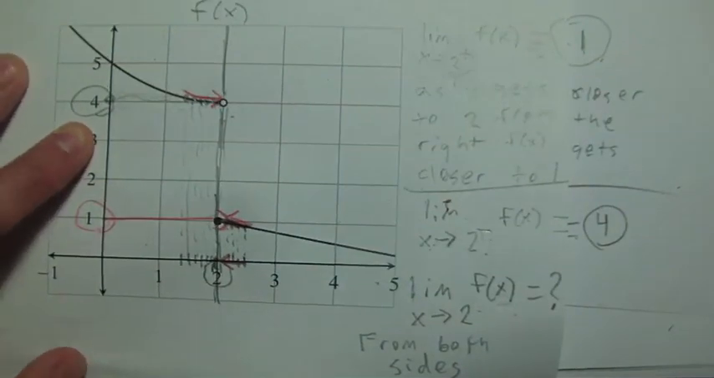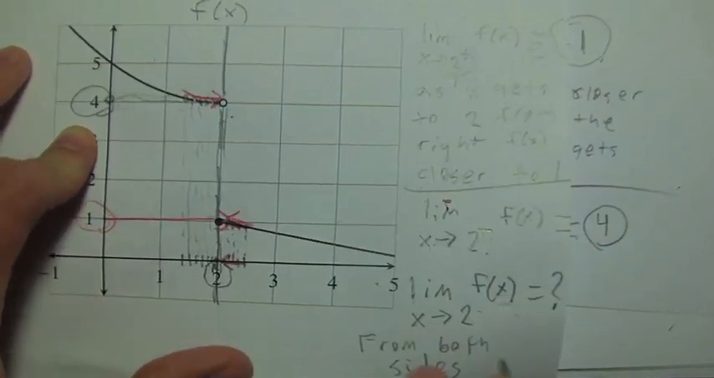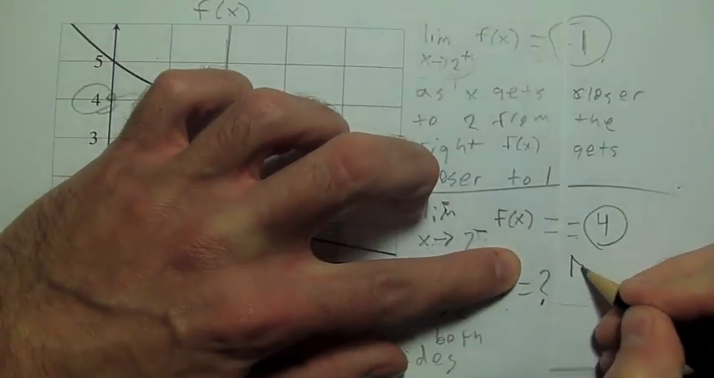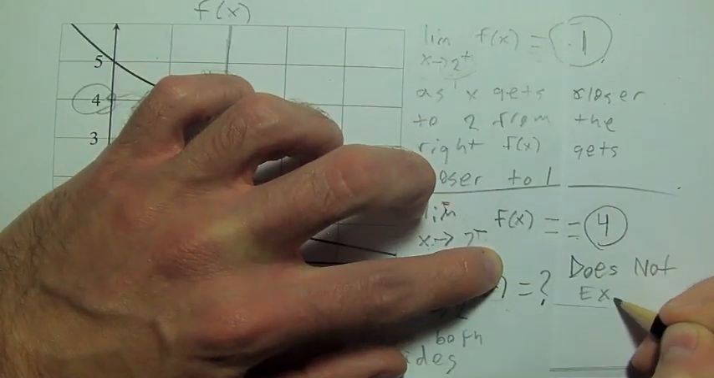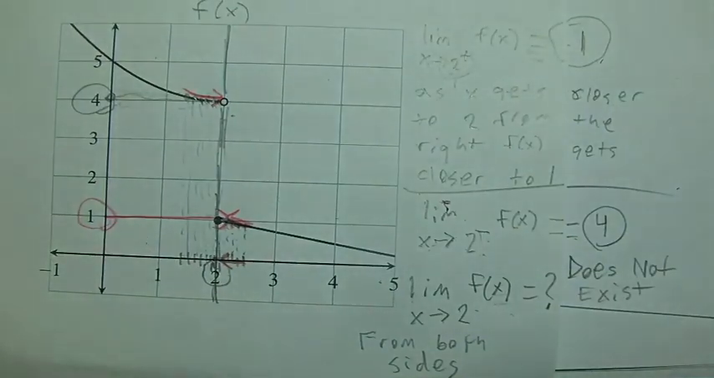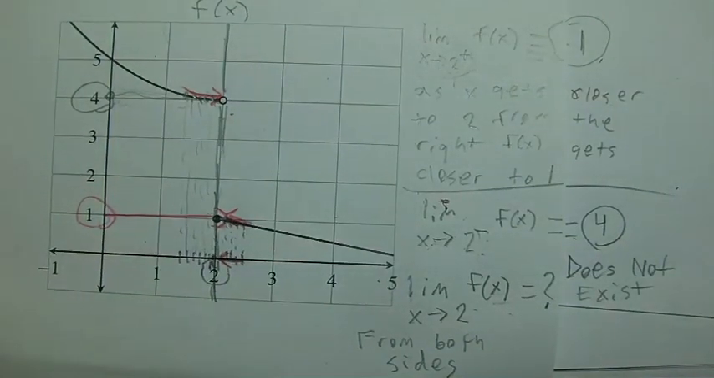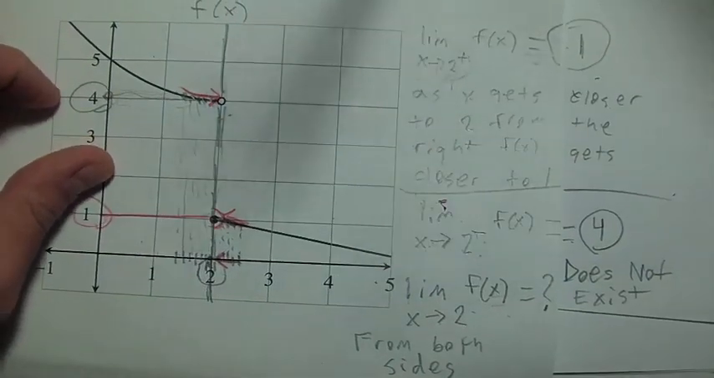Well, what do we say? The answer is basically that the two-sided limit here does not exist. Simply does not exist. So that brings us to our next concept, which is the following.